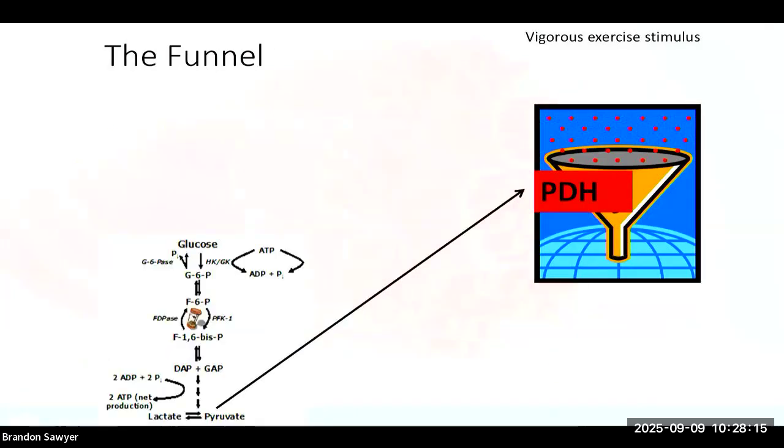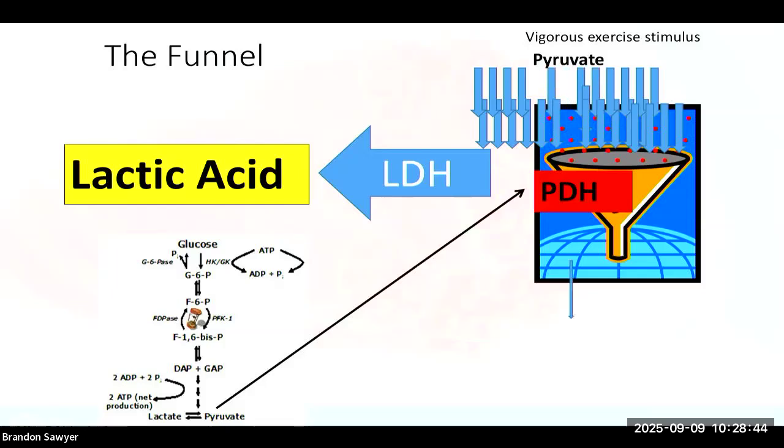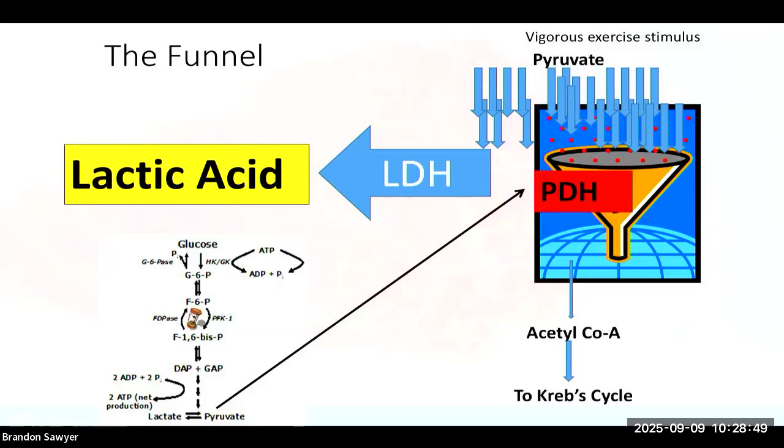But instead, if we just started sprinting, that requires a lot more breakdown of ATP. This is a vigorous exercise stimulus, so we have a lot of extra ADP and phosphate because we broke down way more of that stored ATP. So we activate way more of that phosphorylase enzyme, and now we send down a lot more pyruvate. We're dumping everything into the funnel as fast as we can. Most of that is going to spill over to LDH and make lactic acid. A little bit is still going down the funnel. We're still using the oxidative system, but for the most part, most of this has to spill over.